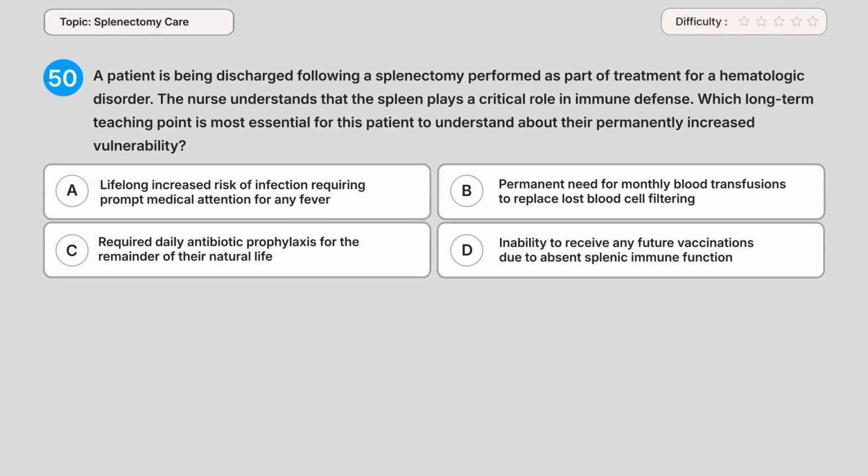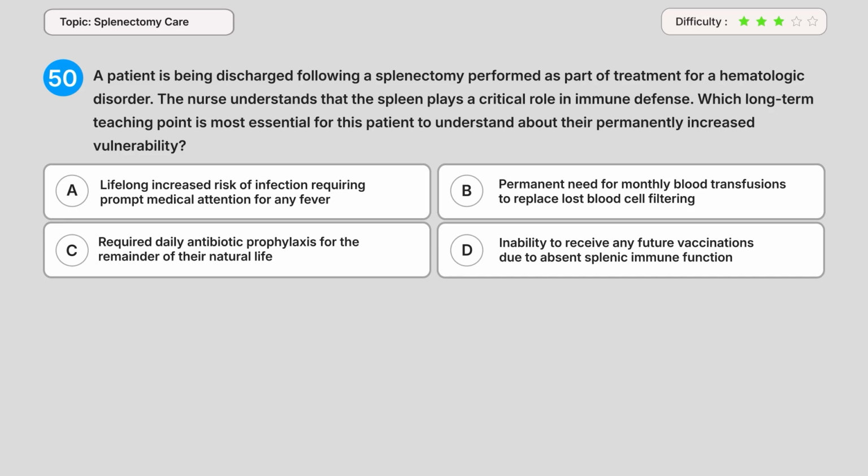50. A patient is being discharged following a splenectomy performed as part of treatment for a hematologic disorder. The nurse understands that the spleen plays a critical role in immune defense. Which long-term teaching point is most essential for this patient to understand about their permanently increased vulnerability?